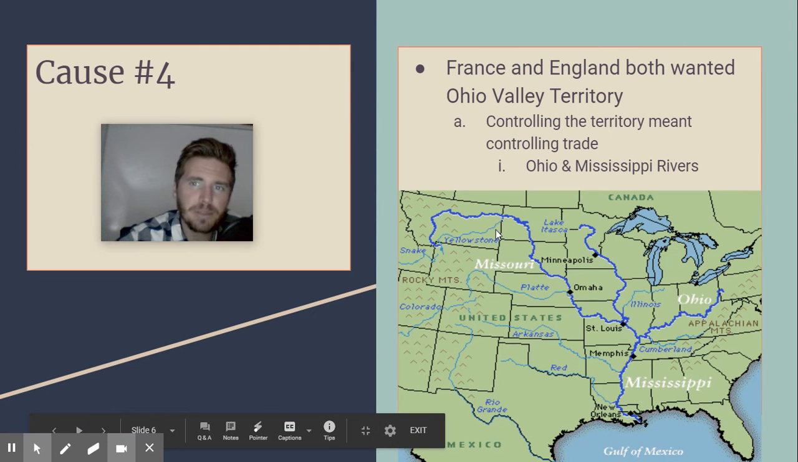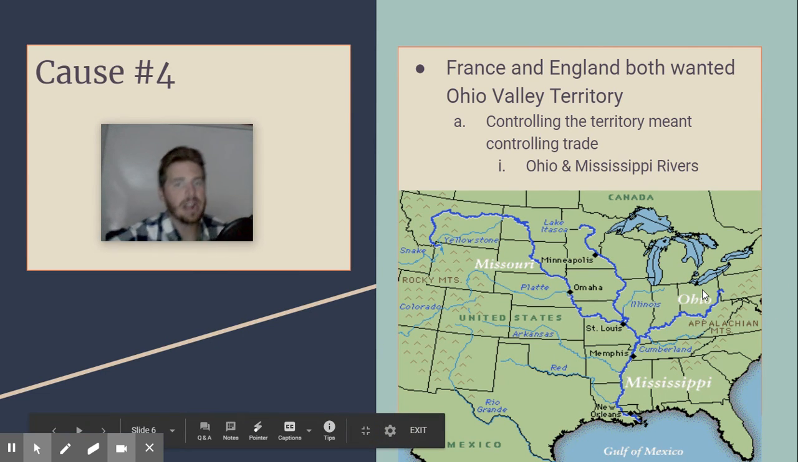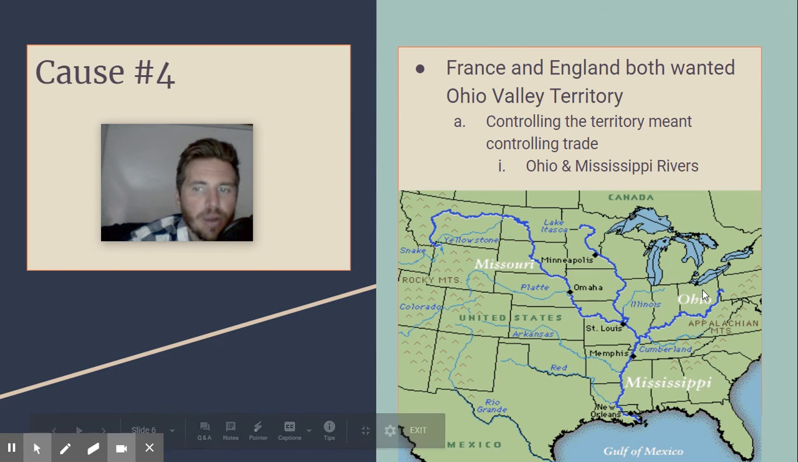France and England both wanted to control the Ohio Valley Territory. Now, why do they want to do this? Well, if they control that territory, it means they control the trade. How do they control the trade by controlling that territory? It is exactly what we were just talking about: the rivers that cut across the United States, or what will become the United States.